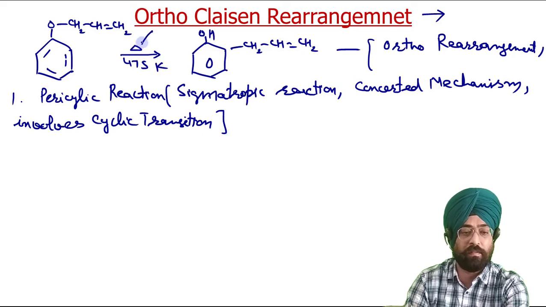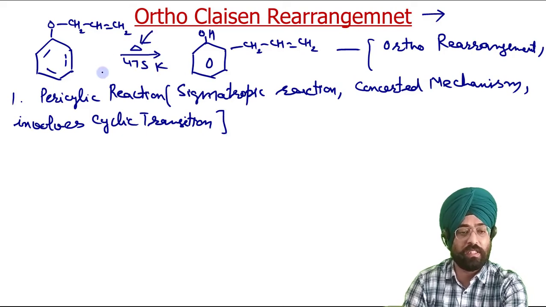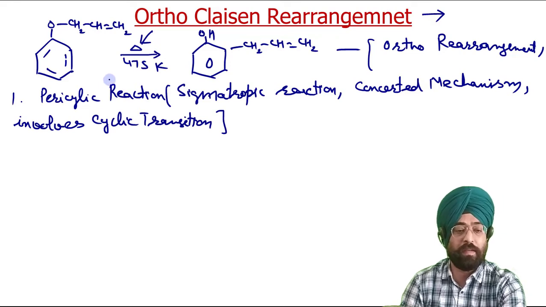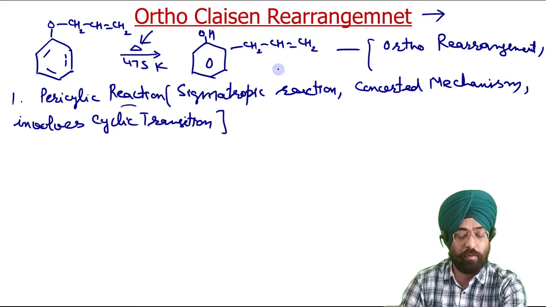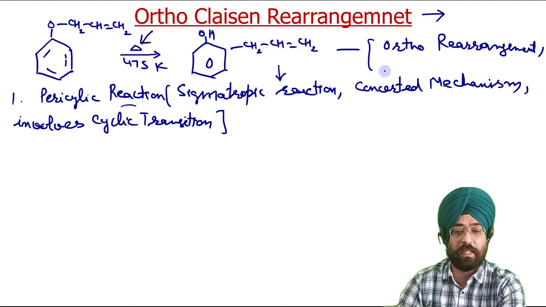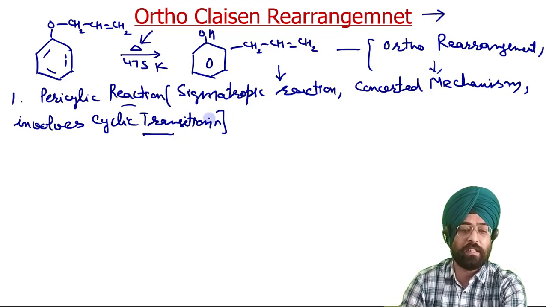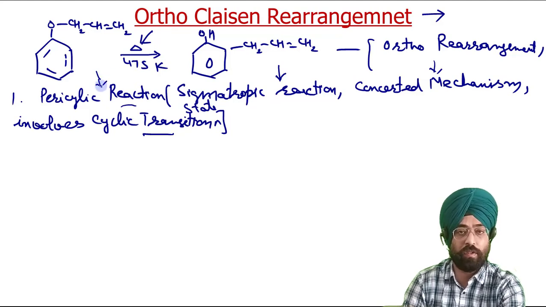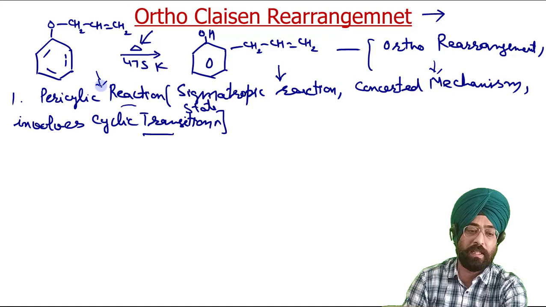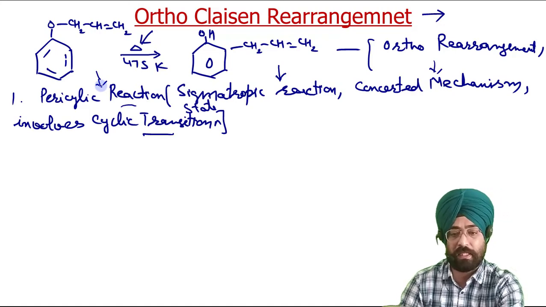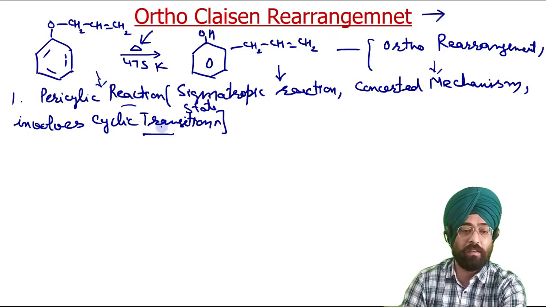It is basically done with the presence of heat, using just heating. So this is a pericyclic type reaction. More precisely, it is a sigma-tropic reaction, and it has a concerted mechanism which involves cyclic transition state. Okay, now we will write its mechanism, how the reaction takes place. So these are some important things that you have to remember about this rearrangement, that it is a pericyclic type sigma-tropic reaction, concerted mechanism, and it involves cyclic transition state.